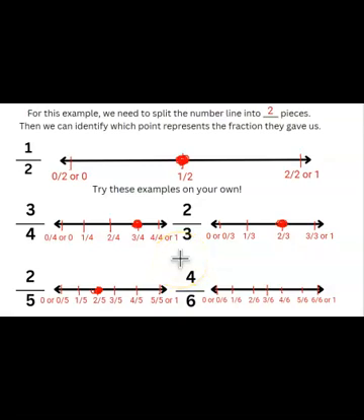Lastly, we have 4/6. I cut my number line into 6 different pieces, starting at 0, going all the way up to 6/6, or 1 whole. 4/6 is right here. It is the 4th dash on my line, and so that's where I'm going to place my point.